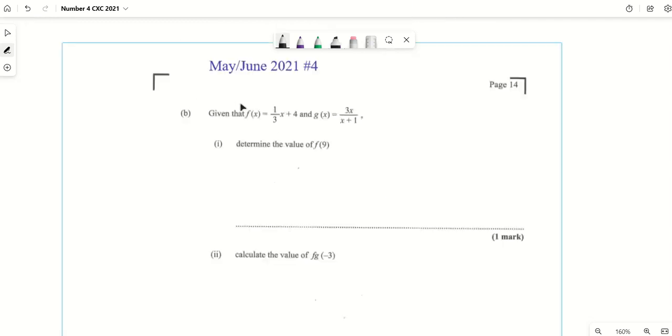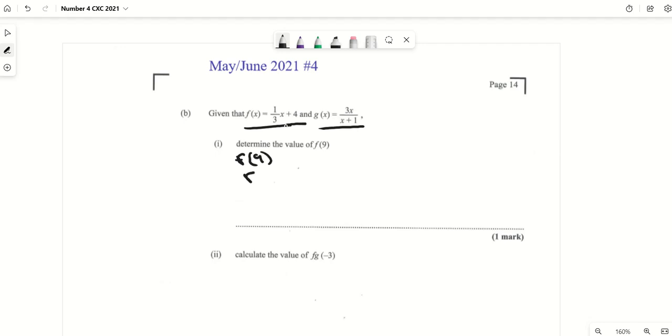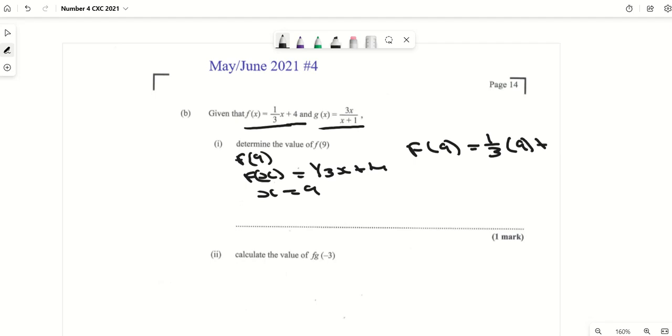Now, this is part B in number 4. Remember, I told you number 4 is graphs as well as relation and functions questions, which is these, right? So they told you that f of x is a third x plus 4. And then they told you g of x is 3x all over x plus 1. So when they ask you to find f of 9, that means that f of x is equal to a third x plus 4. This is telling you that x is equal to 9. So if they ask you for f of 9, wherever we see x in our f of x equation, we're going to put 9. So it's a third by 9 plus 4, right?